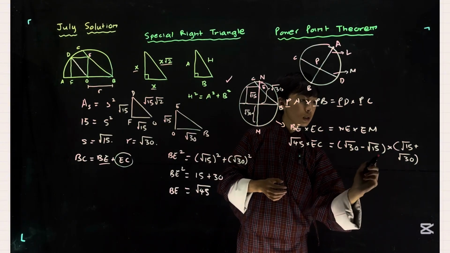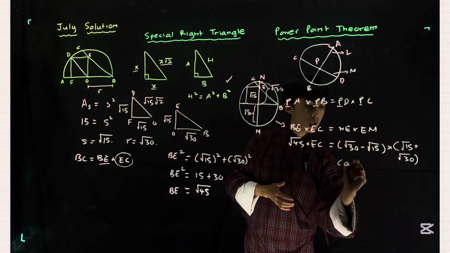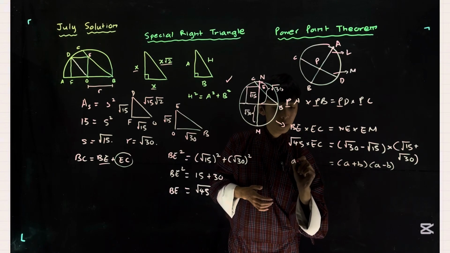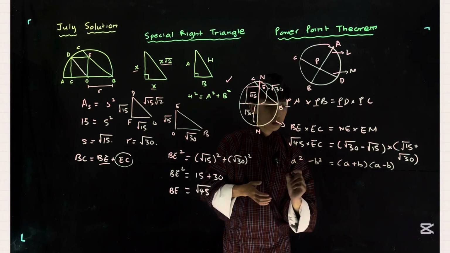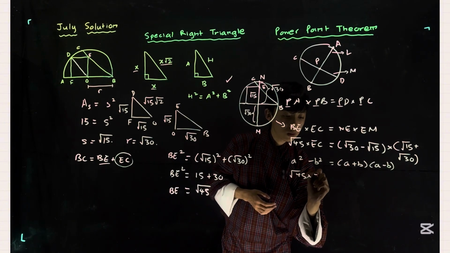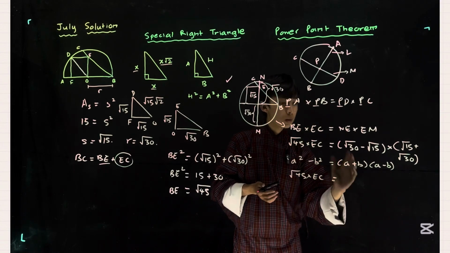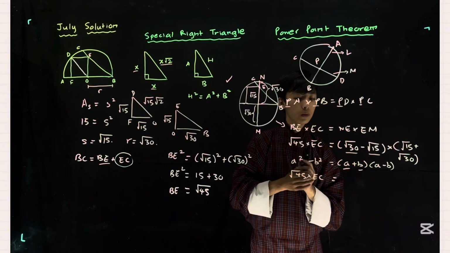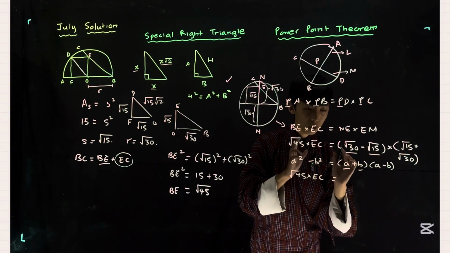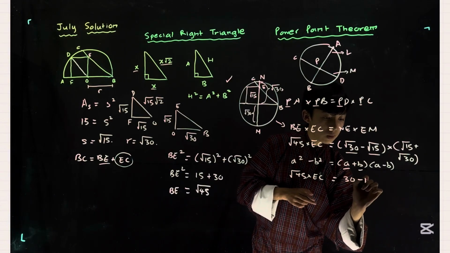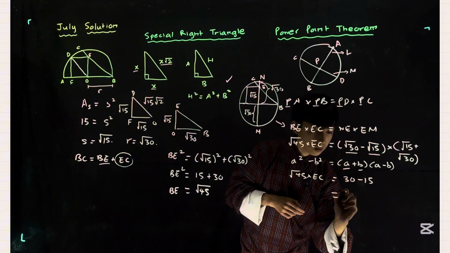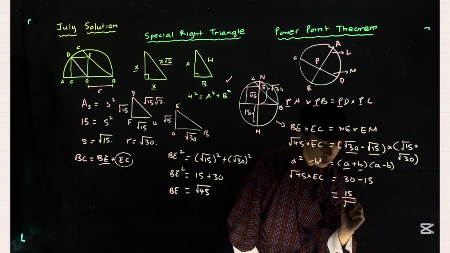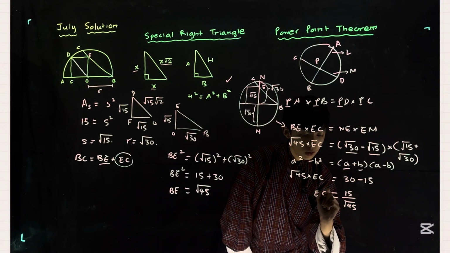Now we can see that this is in the form of the algebraic expression a plus b times a minus b. So we can rewrite it in the form of a squared minus b squared. So root of 45 times E to C equals, and as for the right hand side, when we simplify it, a we can take as root of 30 and b we can take as root of 15. So if we square both of them, we will get 30 minus 15, and that is equal to 15. And if we take root of 45 to the other side, it will get divided. So EC is equal to 15 over root of 45.